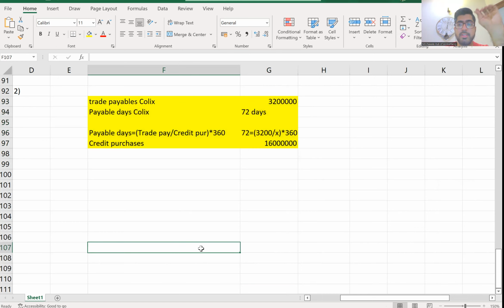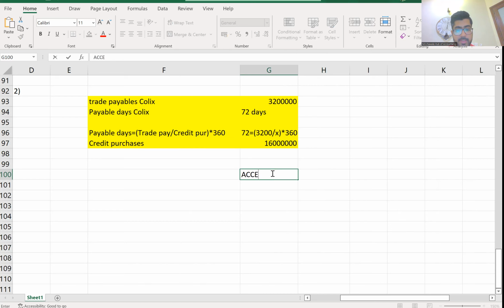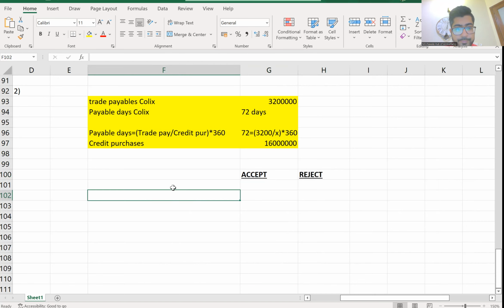Now, Colleagues is offering you a 1% discount for payment within 30 days, and normally you take 72 days. Overdraft is 6%. Whether to accept discount or not. Now, those students who have studied from me, they know how I've solved it. I used to make two columns in creditor management: accept and reject, whether to accept early settlement discount or not.